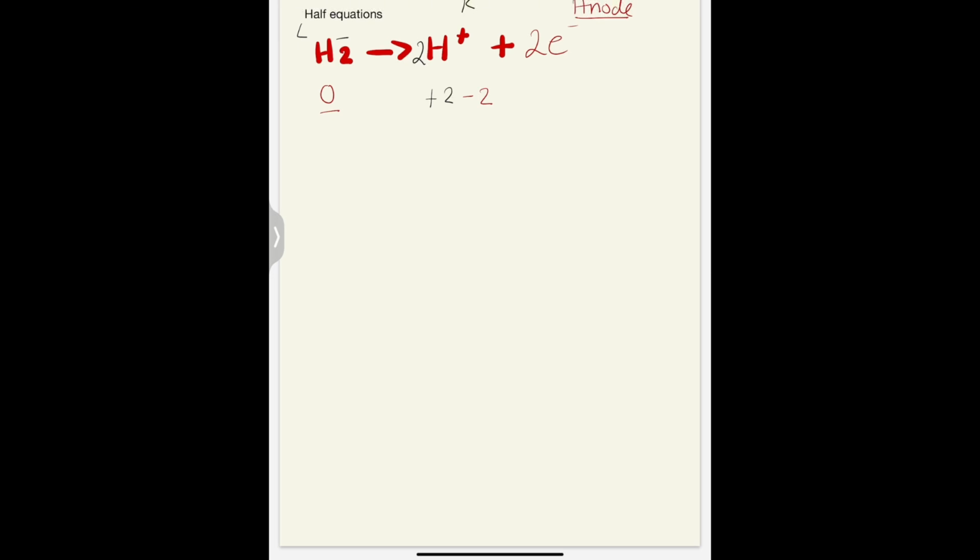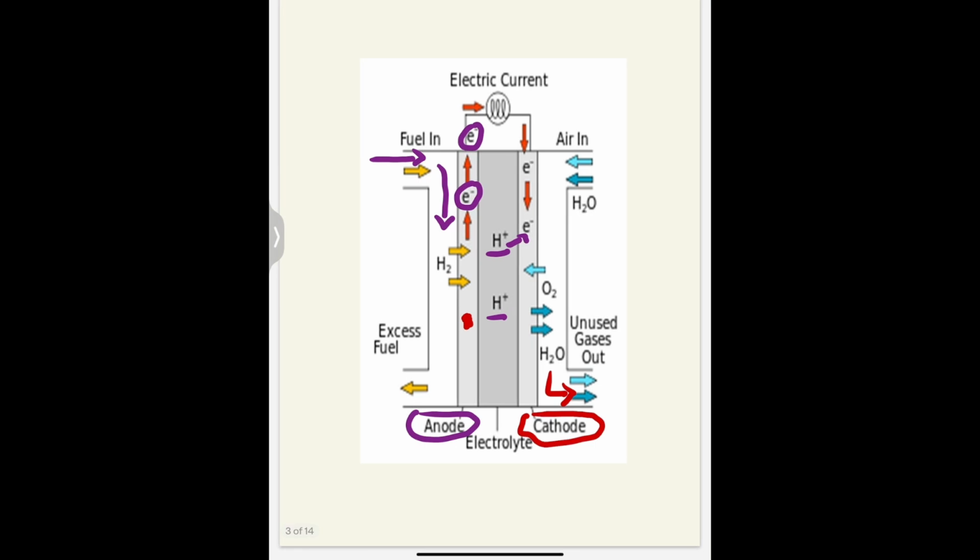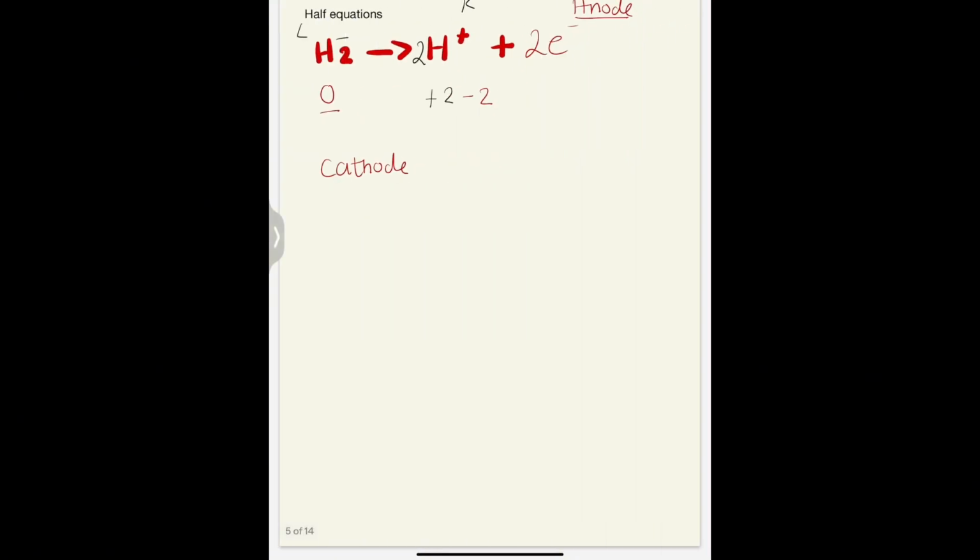Now we're going to write up the half equation at the cathode. This is a really difficult one. At the cathode, we have oxygen gas. Remember, when we look back at this diagram, we can see we have oxygen gas on the positive electrode, which is the cathode. Here we have oxygen gas, and hydrogen ions that are reacting with the oxygen gas. I'm just going to show you over here how we write it up.